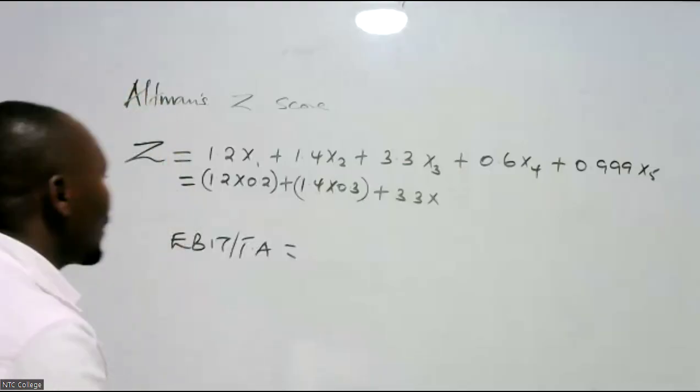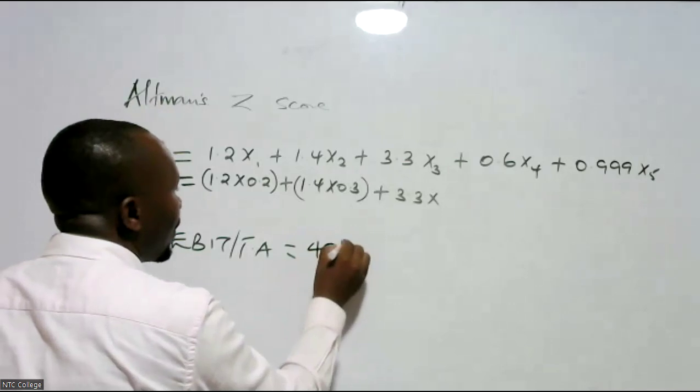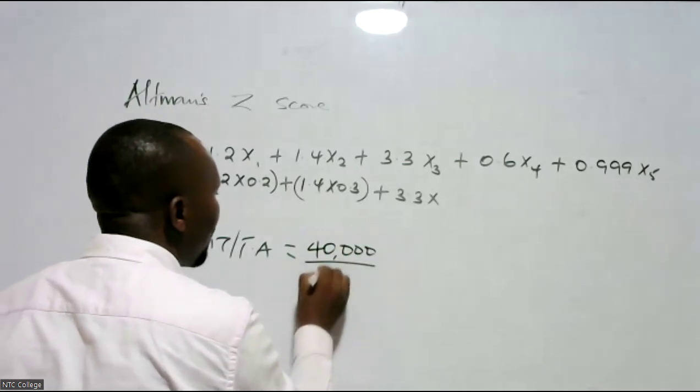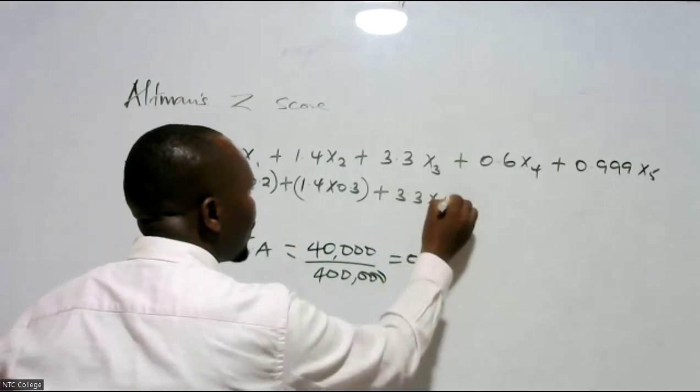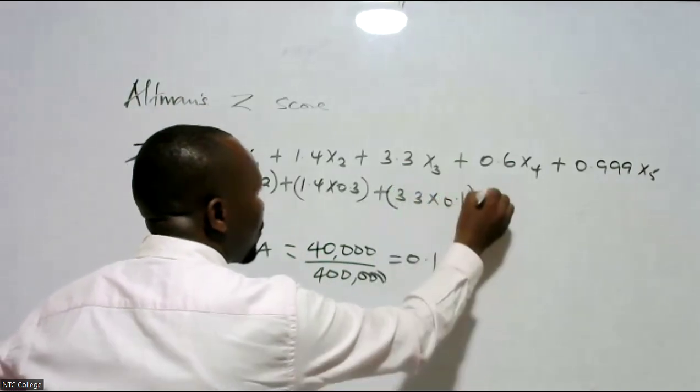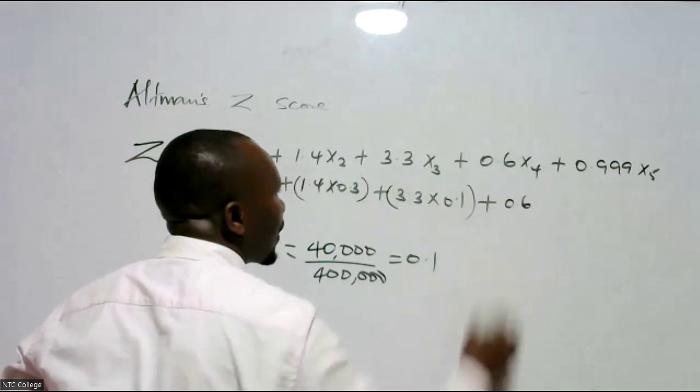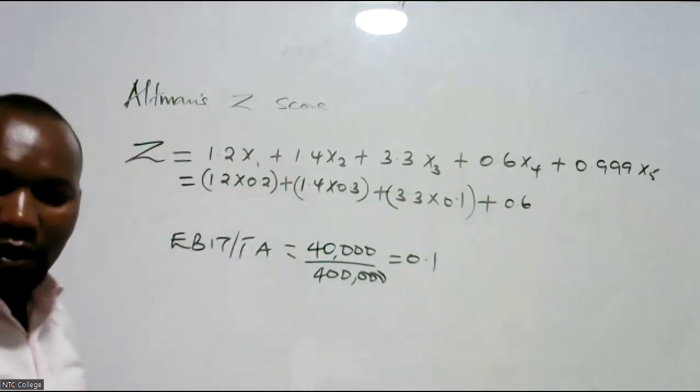So we have 40,000 all over 400, right? This one seems to be 0.1. This one seems to be 0.1 plus 0.6. Here is where we said we will calculate.